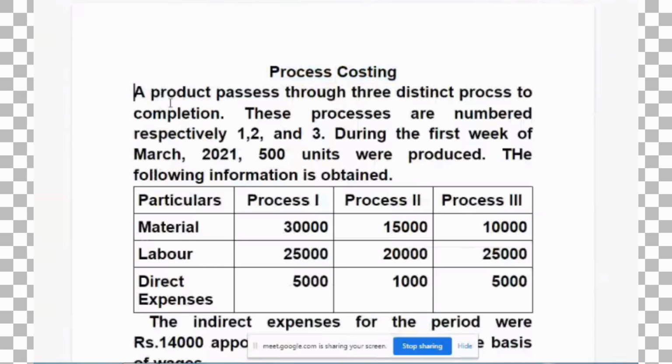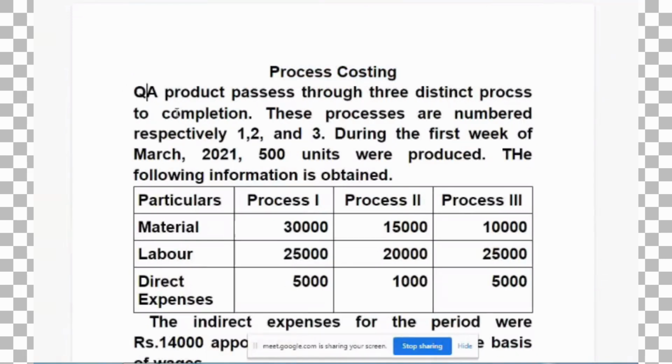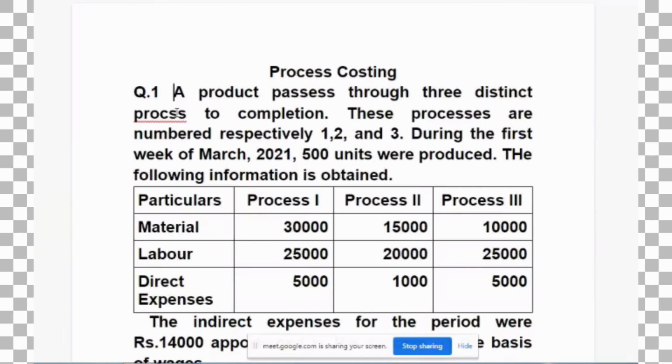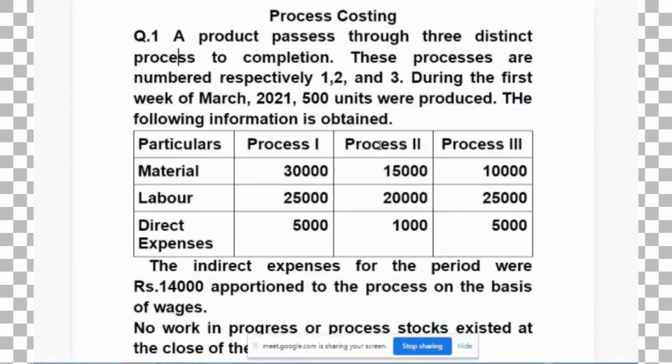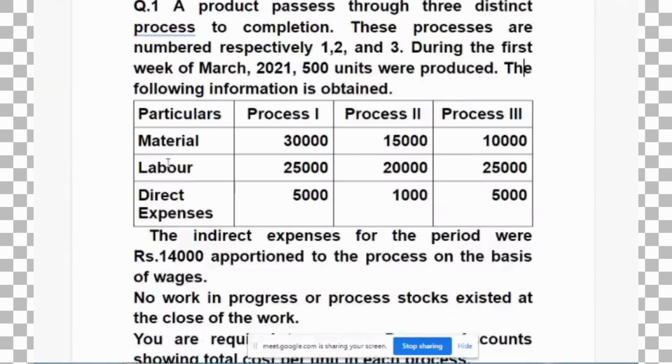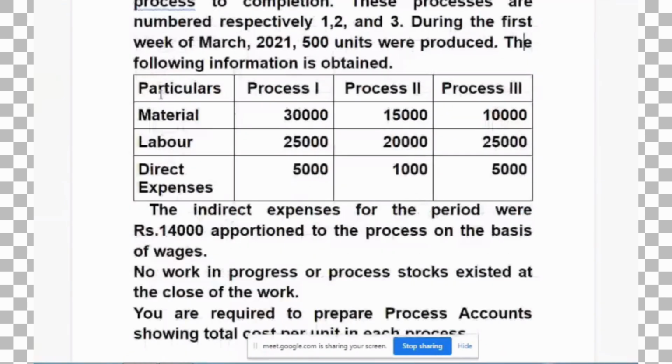Question number 1, the first question is in front of you, right? Illustration 1, we can say. A product passes through 3 distinct processes, and these processes are numbered respectively 1, 2 and 3. During the first week of March 2021, 500 units were produced and the following information is obtained. You also have this additional information. Clear? So material, labor, direct expenses and other information are given to us.